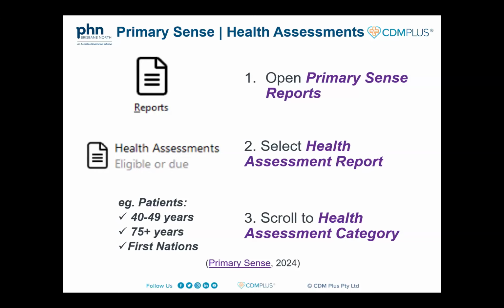So there are lots of different ways to identify your patient. This is one of them. Other clinics are using other extraction tools. Some clinics are just using their clinical software. But basically, we want to look at our patient demographics and figure out where our priorities are. Like, how many patients do we have in that 40 to 49 age group? How many patients identify as First Nations? How many patients are over 75?